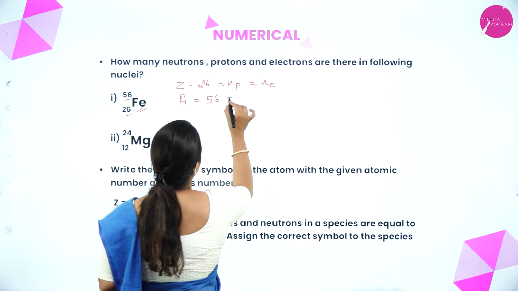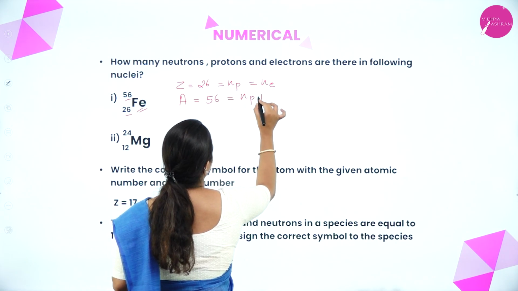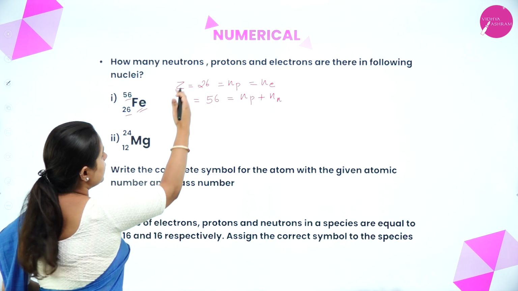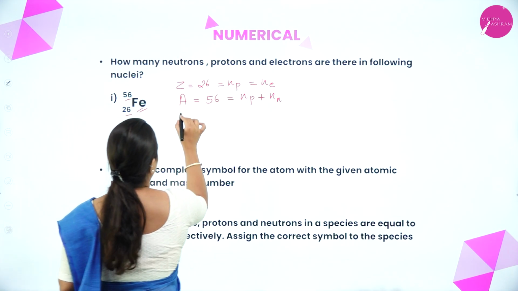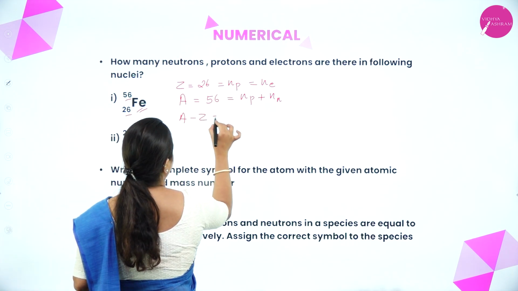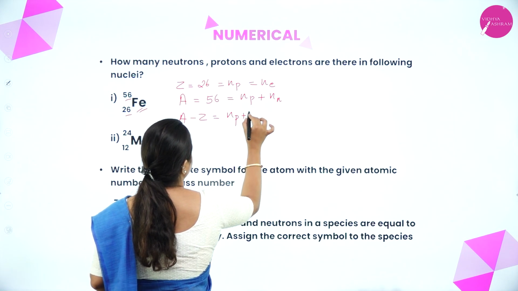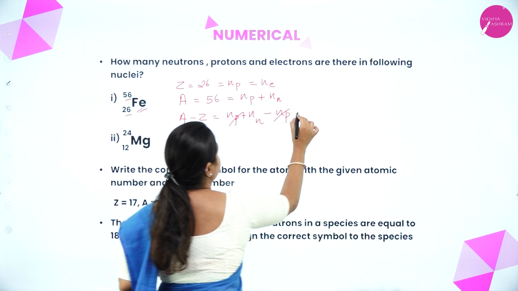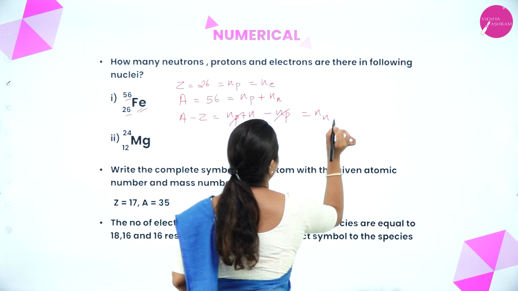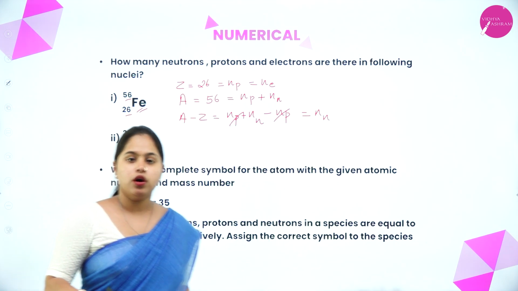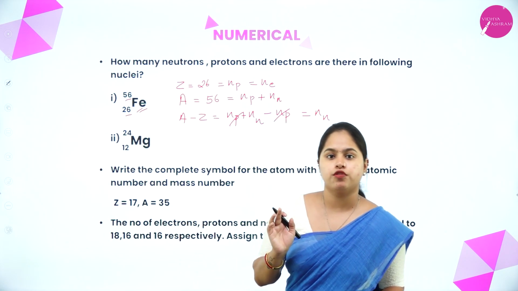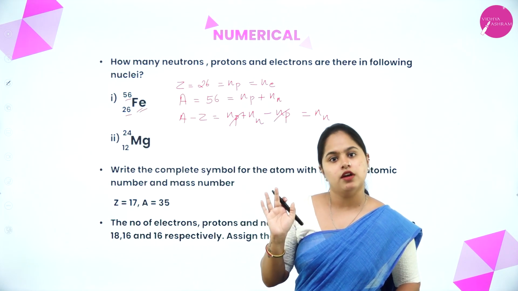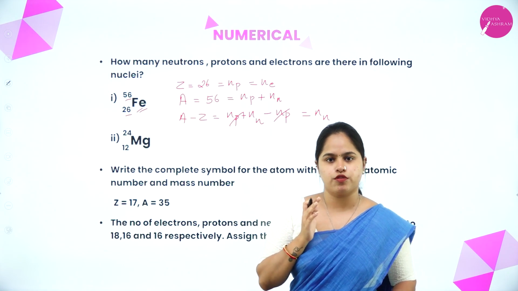Yes, which is equal to your number of protons plus number of your neutrons, right? So if I take the difference of it, that is A minus Z, what will we get? Number of protons plus number of neutrons minus number of protons. Yes, so that will basically give me the number of neutrons. So if the question asks you to find the number of neutrons, you just have to take the difference of your mass number and atomic number, which will directly give you the number of neutrons.